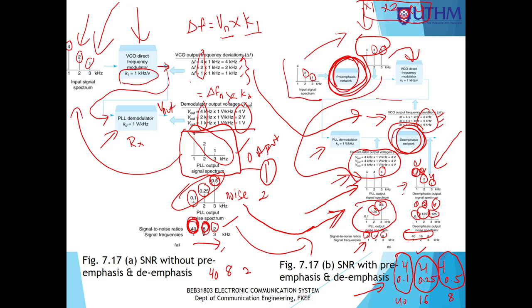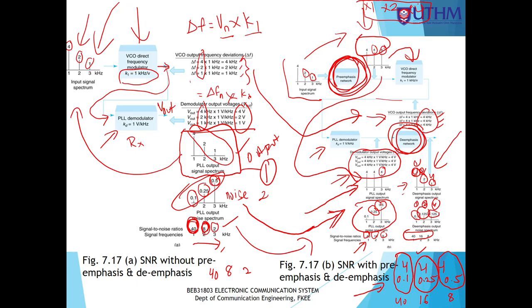0.5 volt at 3 kilohertz divided by a factor of 4. So that means 0.5 divided by 4, we're going to produce 0.125. Remember that the noise will also be divided by the same factor. Tadi kita divide a signal level. Sekarang kita perlu divide a noise level juga kerana kedua-dua ini masuk ke dalam pre-emphasis. Both signal and the noise enter the de-emphasis network.